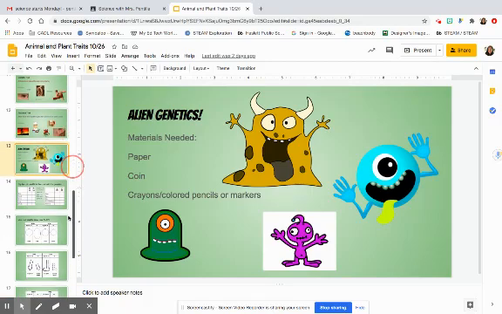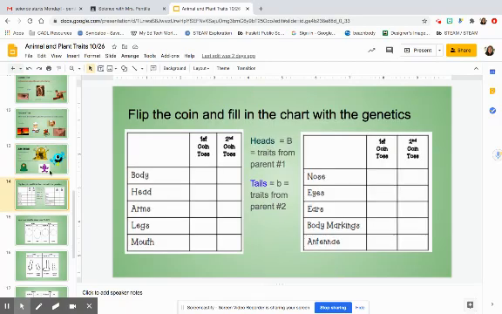So you're going to create an alien genetics. It says you need paper, coin, and crayons or colored pencils or markers, something to color with. You do need a coin or something that you can make heads and tails with. If you can't find a coin, find something that you can flip and say, if it's this, it's heads, and if it's this, it's tails. You're going to have these to fill out on your slides. You're going to first flip your coin. So I'm going to do my first coin flip.